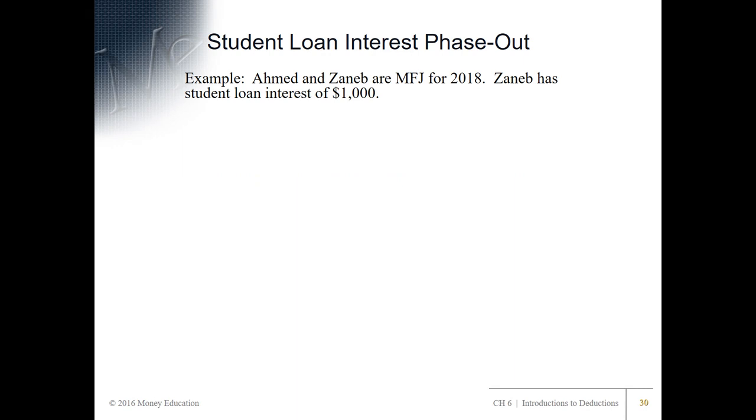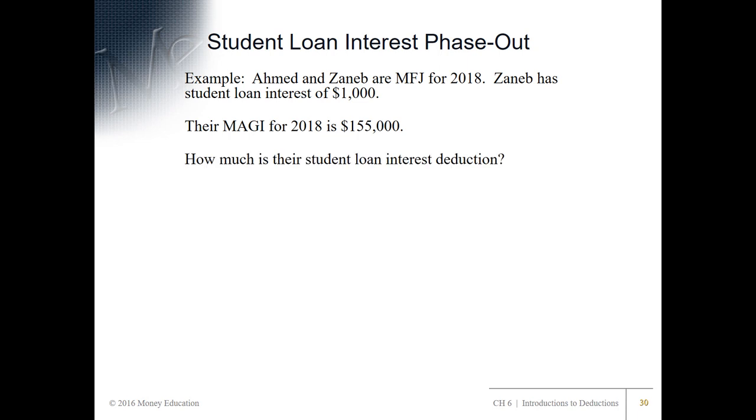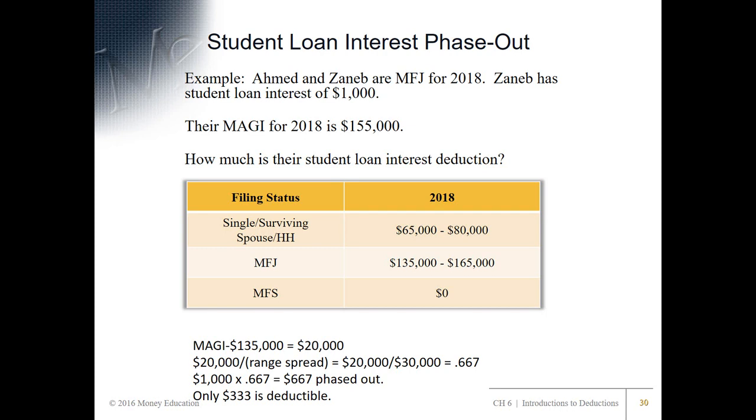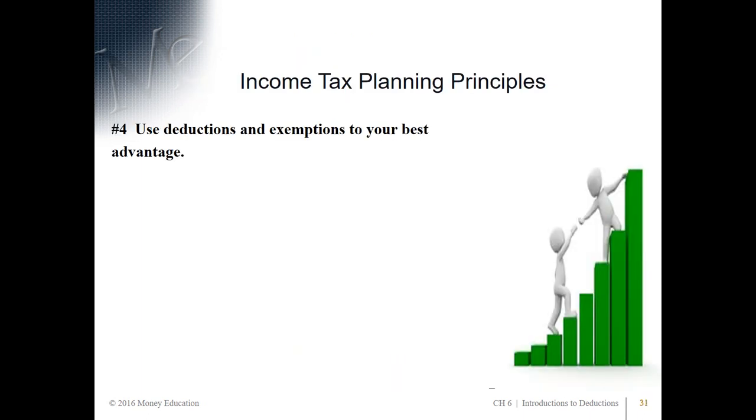Ahmed and Zainab are married filing joint for 2018. Zainab has student loan interest of $1,000. Again, their MAGI for 2018 is $155,000. How much is their student loan deduction? Okay, so you go through the same calculations and you get 0.667. But here you take 1,000 times 0.667 equals $667 is phased out, so only $333 is deductible for this couple.